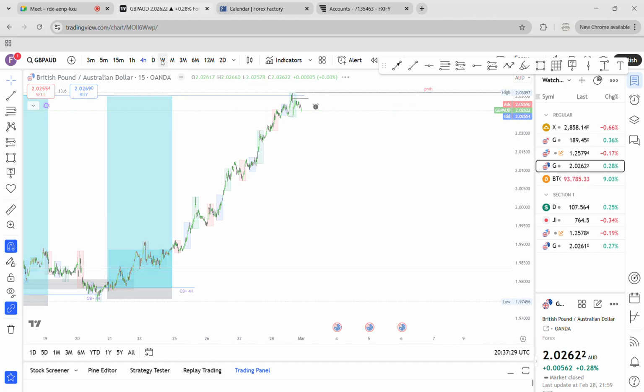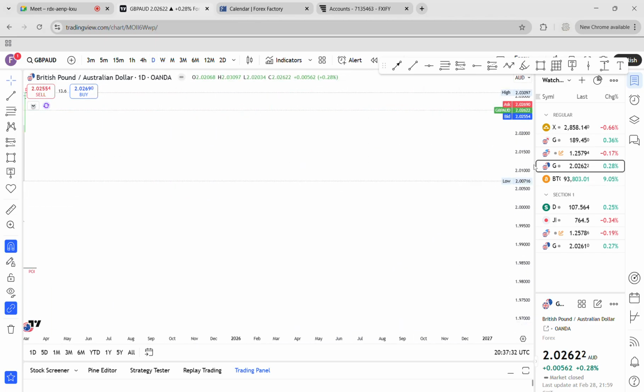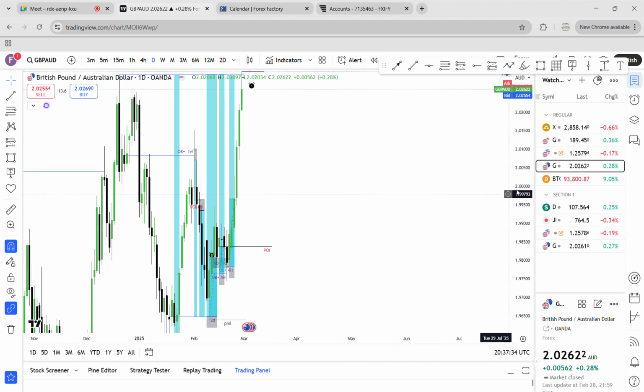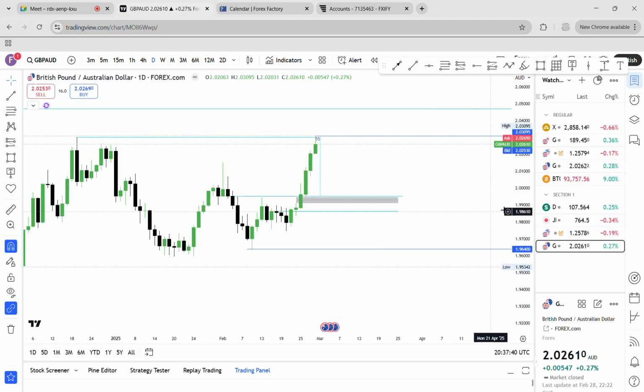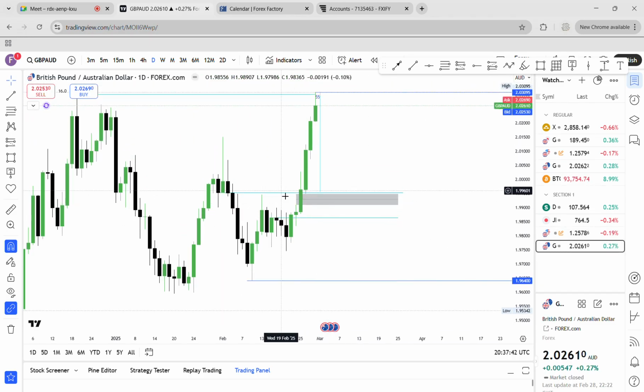So we need a pullback, and where the pullback is likely to be is the one we identified. I'm using this one right here. This one right here first, then before this one.